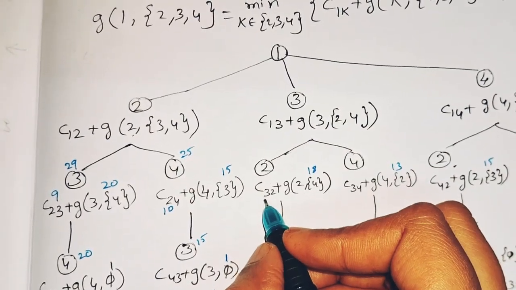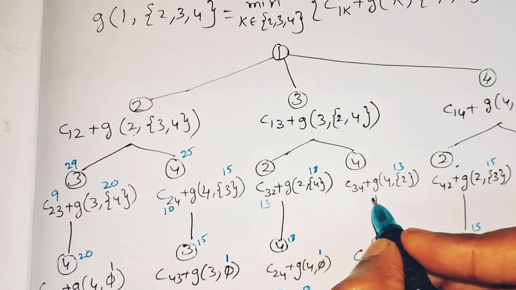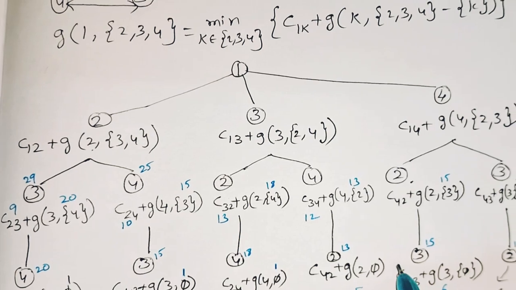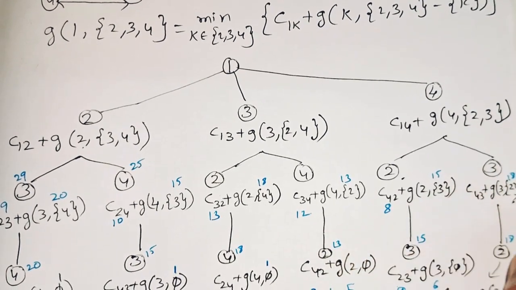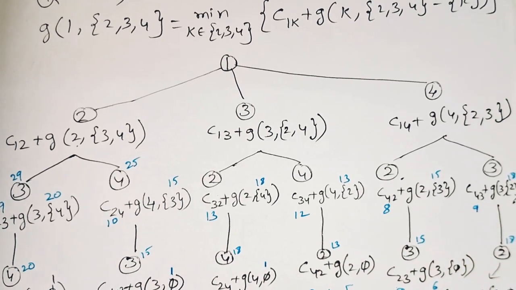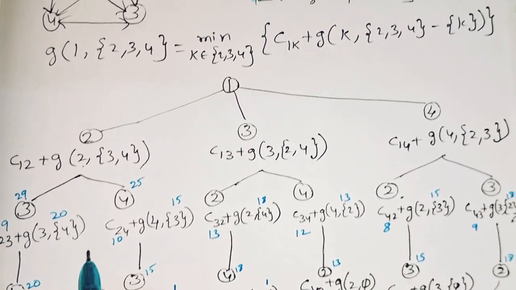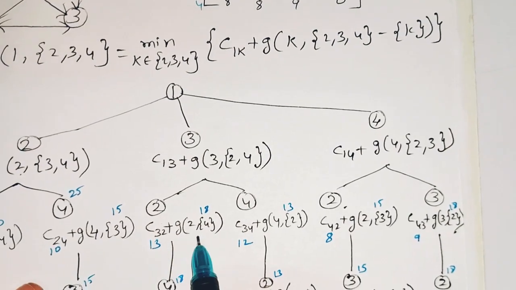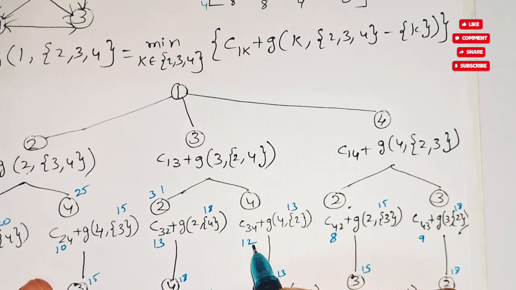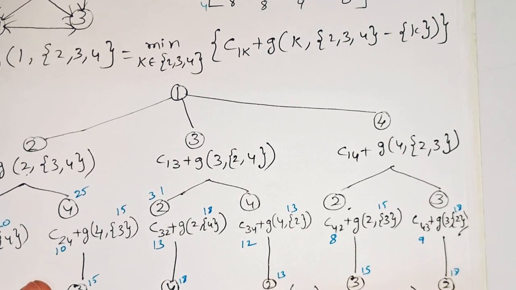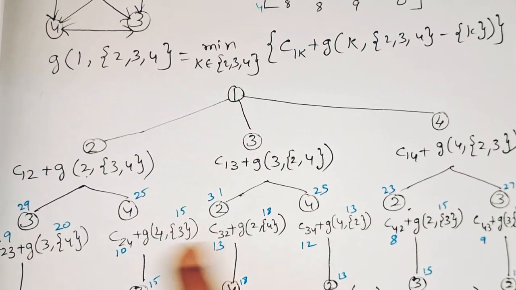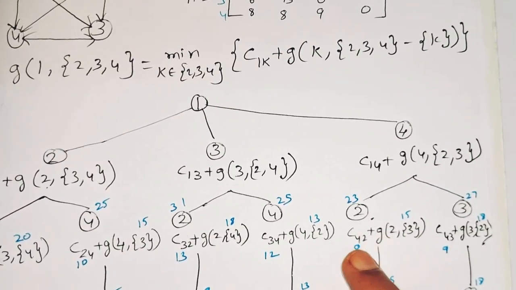Similarly, the cost of 3 to 2 is 13, the cost of 3 to 4 is 12, the cost of 4 to 2 is 8, and the cost of 4 to 3 is 9. Now we will perform the sum of these values: 13 plus 18 is 31, and 12 plus 13. Now we find the values after obtaining the sum with the cost.